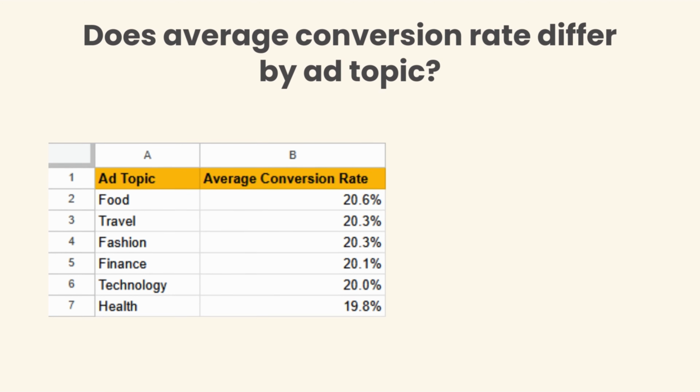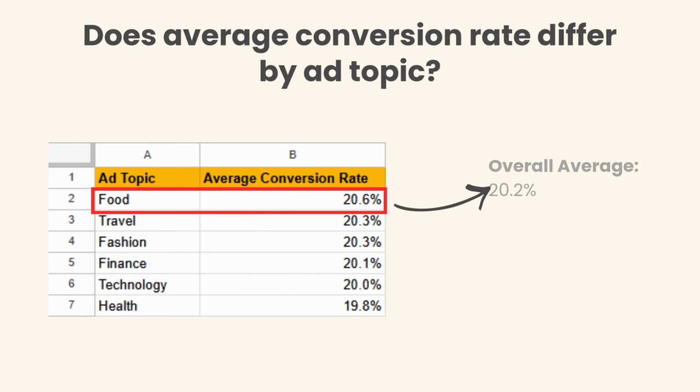Now that we know what our baseline conversion rate generally is, let's see if the average conversion rate differs by ad topic. So when we just look at the data, we see that the food ad topic has the highest conversion rate. And when comparing to the average conversion rate across all ad topics, it's slightly higher than average. So how would we make this point in a visualization?